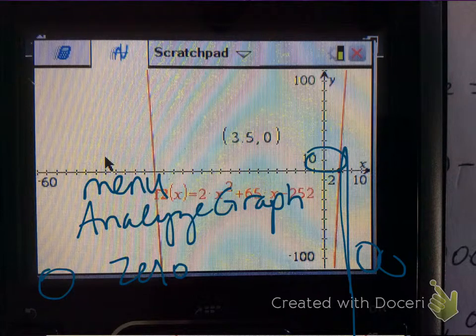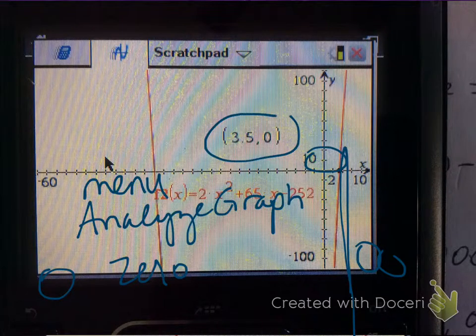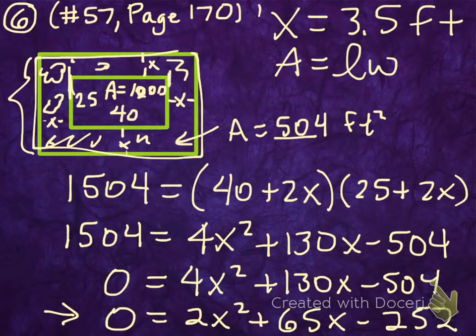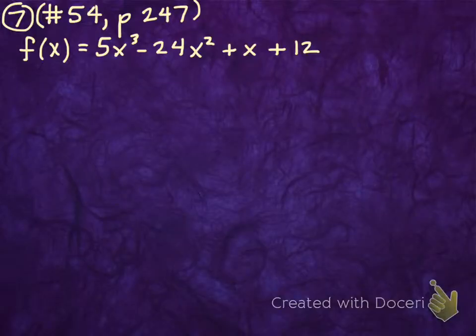And there it is. When you go through the menu, Analyze Graph, Zero, you come back with this point, which tells you that the solution to the equation we were working on is 3.5. So the answer is that x equals 3.5 feet. And we're done with that one. Now let's go to number 7. See if we can keep from completely destroying my plan here.